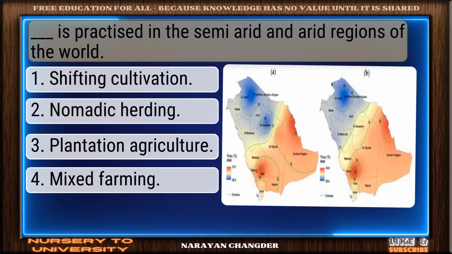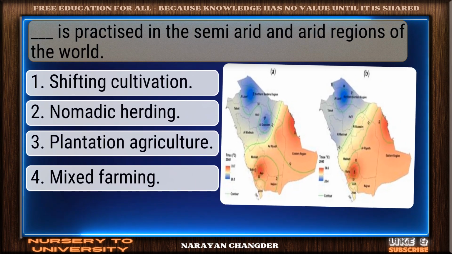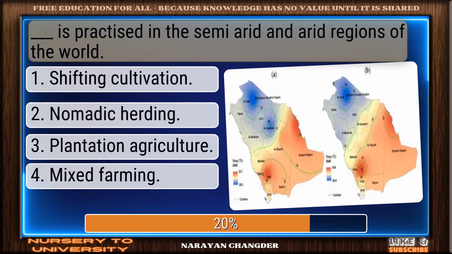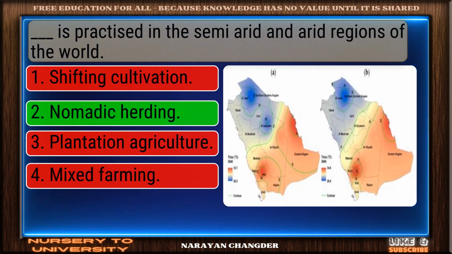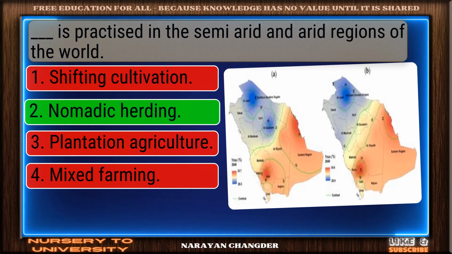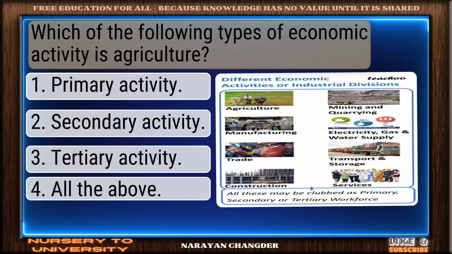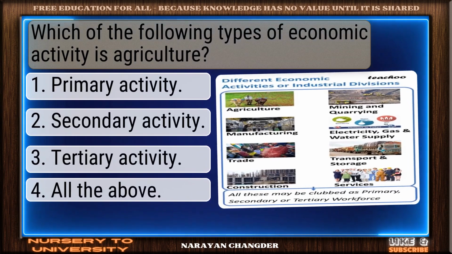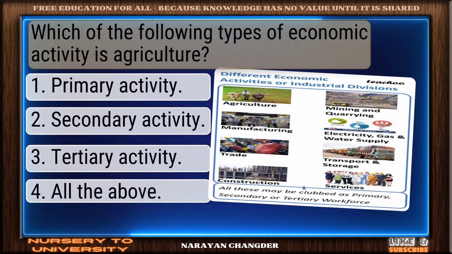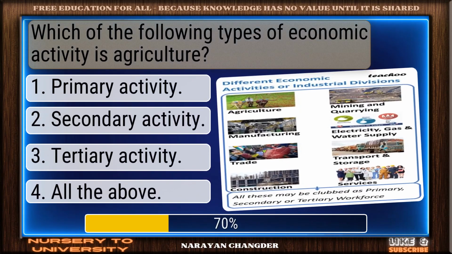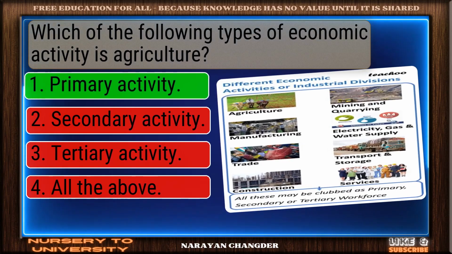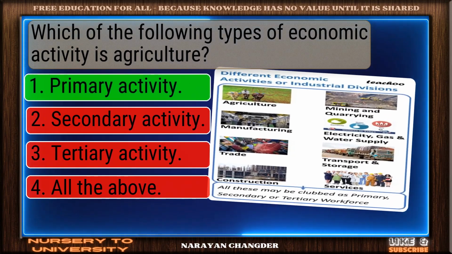Dash is practiced in the semi-arid and arid regions of the world. Solid response. Nomadic herding is valid. Which of the following types of economic activity is agriculture? Nicely done. Primary activity is solid.